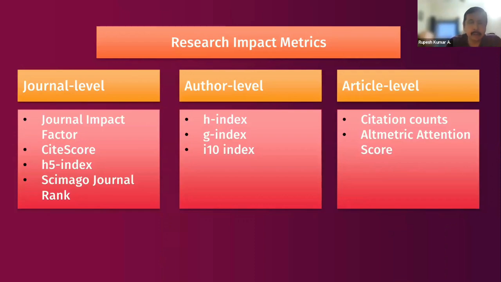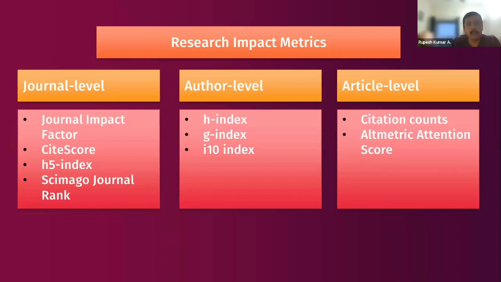The second is CiteScore, which is published by Scopus. You may be very familiar with Scopus, the largest abstract and citation database provided by Elsevier. Then Google Scholar publishes a journal level impact metric called H5 index. And then SCImago, an NGO, I can say, a non-profit organization, based on Scopus data and several other considerations, publishes a journal rank called SCImago Journal Rank.